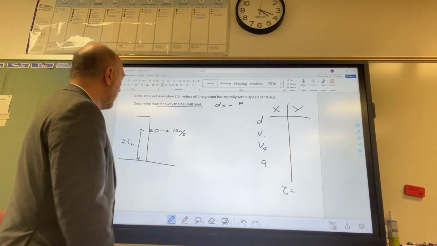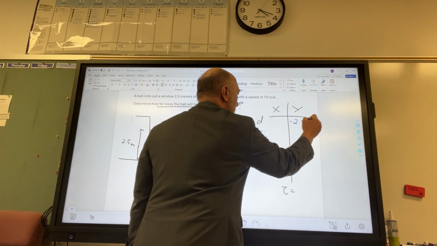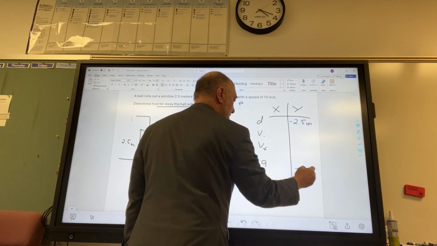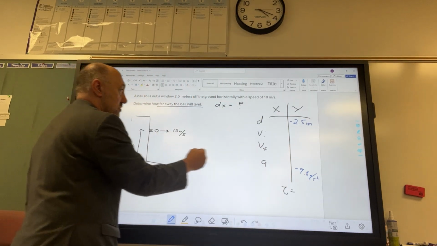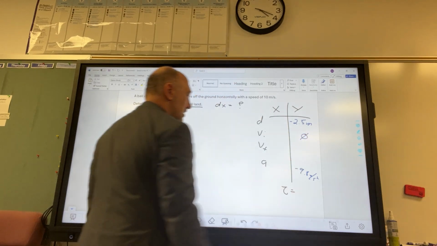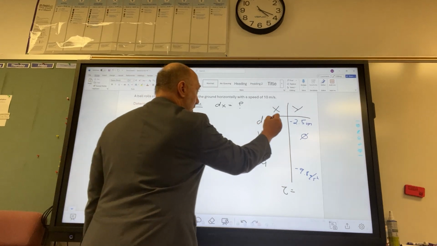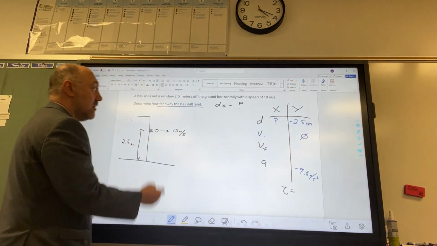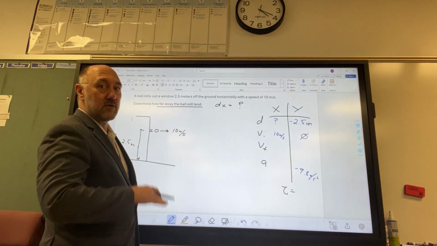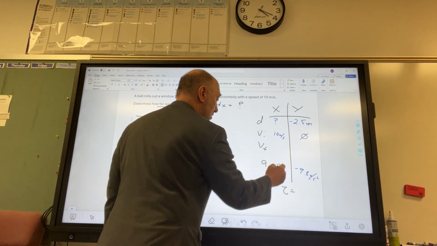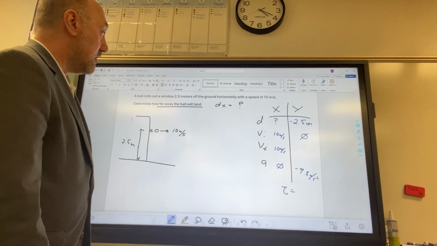So let's fill in what we know from the chart. We know that the distance, it's 2.5 off the ground, negative 2.5 meters. We know acceleration is negative 9.8 meters per second squared. It's only being shot out in the X direction, so the initial velocity in the Y is 0. In the X direction, what do we know? Well, we're looking for how far away it's going to land, so that's what we're trying to find. We know its initial velocity is 10 meters per second. Acceleration horizontally is always 0, so therefore the velocity is going to stay constant at 10 meters per second.